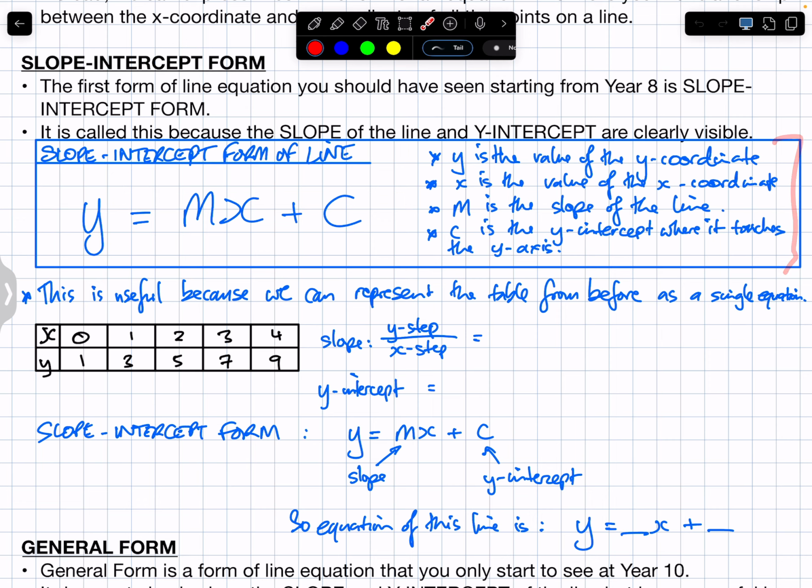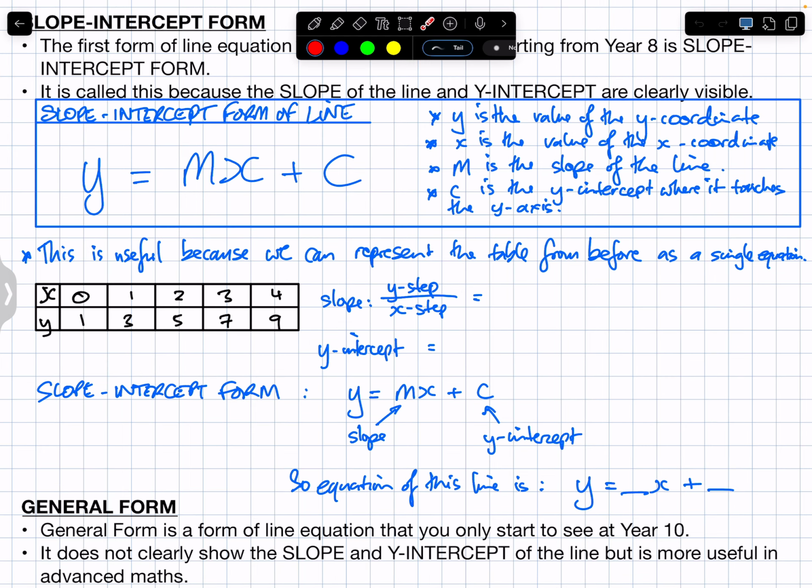So get that box, please. And then I'll demonstrate how the table relates to that equation.